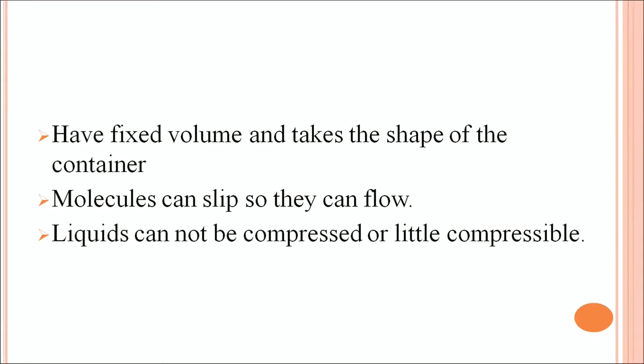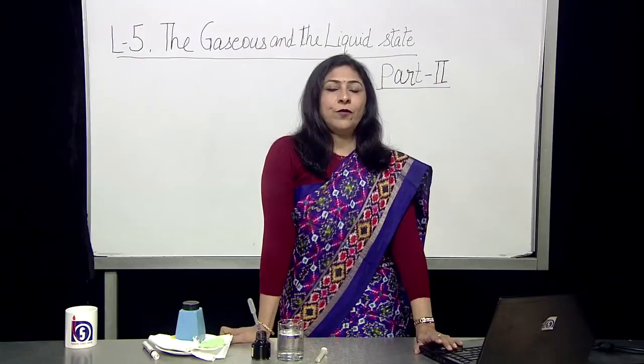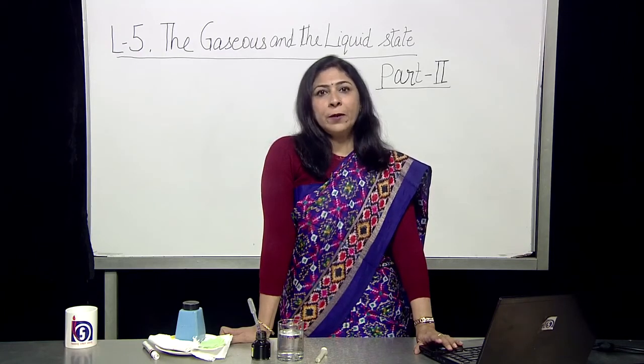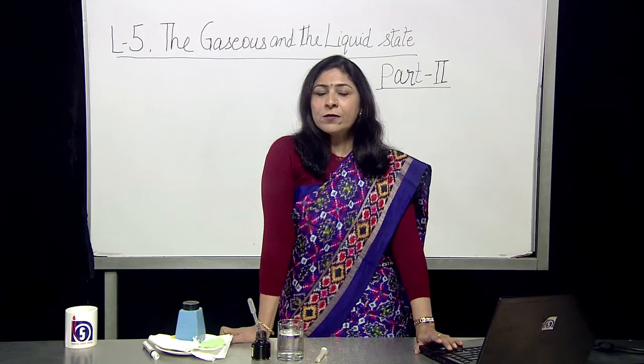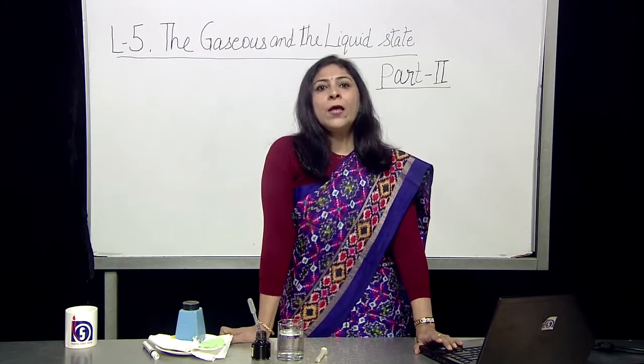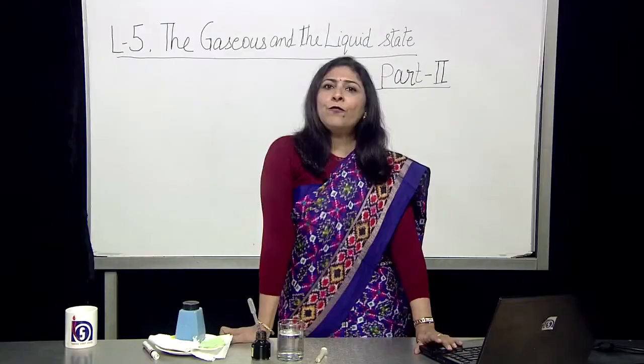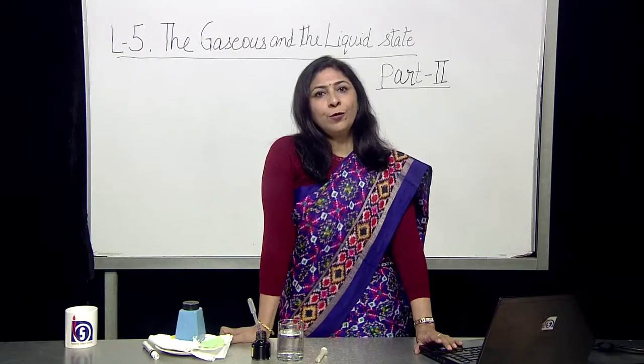Suppose you are putting water in the glass, you will say that the shape of water is like that, because wherever we put it, it will take the shape of the container, but the volume will always be fixed. Suppose you are taking 5 ml in the beaker, or in the test tube, or in the cup, or on the saucer, it will remain the same volume. Now, molecules can slip so they can flow. That is a very important point, because the fluidity is there in the liquid. They can always flow from higher to lower level.